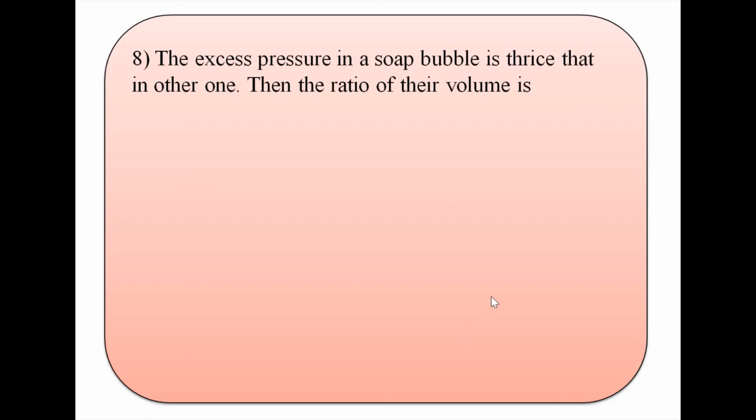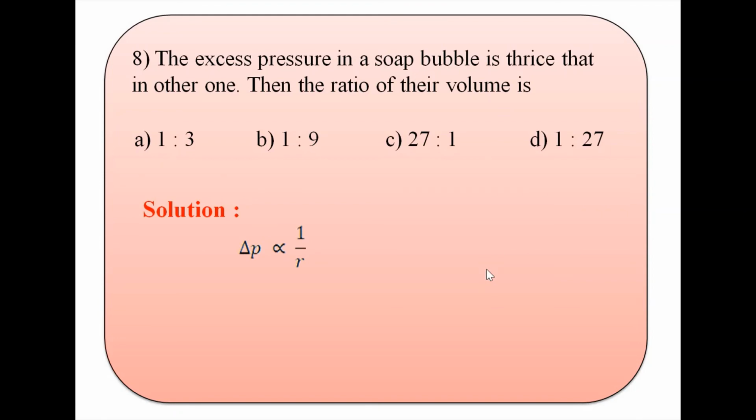Excess pressure in a soap bubble is thrice that in the other one. Then the ratio of their volumes is. Options are: option A is 1:3, option B is 1:9, option C is 27:1 and option D is 1:27. Let's see the solution.